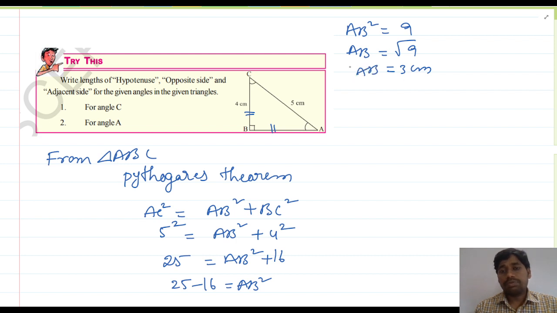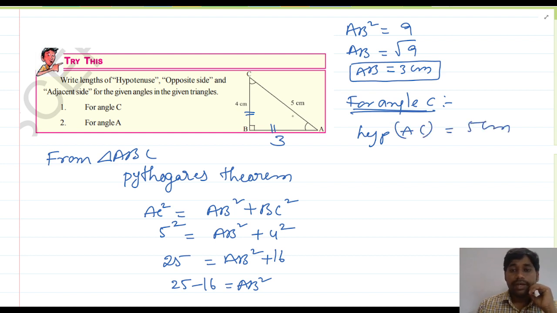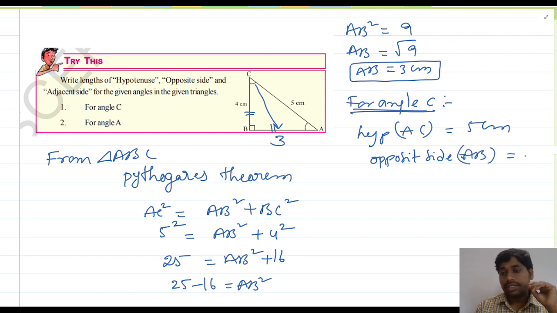So AB value is simply 3 centimeters. After knowing AB, for angle C, what we can write as the side ratios is, the hypotenuse AC is equal to 5 centimeters. As C is the angle, C's opposite side is AB, which is 3 centimeters. So next, the adjacent side.